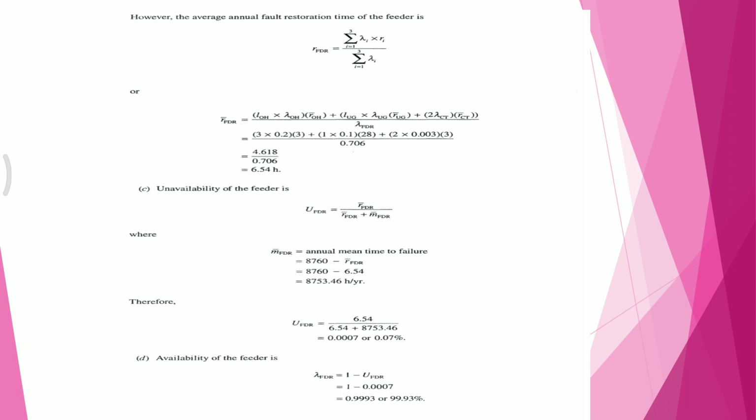Next is availability of the feeder, which can be found by using the unavailability of the system. We know that the availability can be given as 1 minus unavailability of the feeder, that is A FDR is equal to 1 minus U FDR, that is 1 minus 0.07%, we get 99.93% as the availability of the feeder.